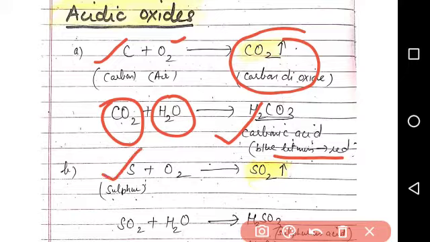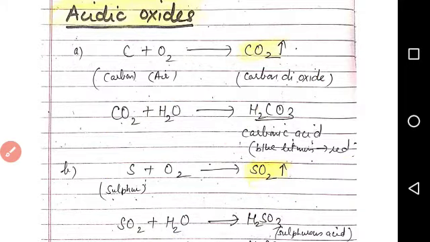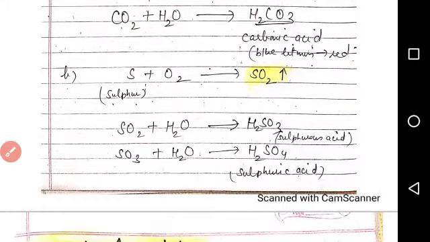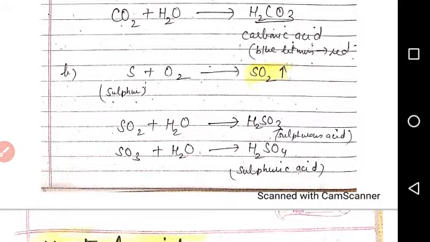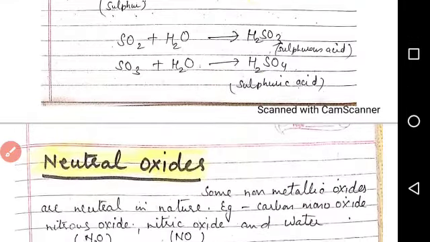Similarly, sulfur reacts with oxygen and forms sulfur dioxide, and when sulfur dioxide is dissolved in water, it forms sulfurous acid. And SO3 dissolved in water forms sulfuric acid, and they also turn blue litmus to red. So these non-metallic oxides are acidic in nature.